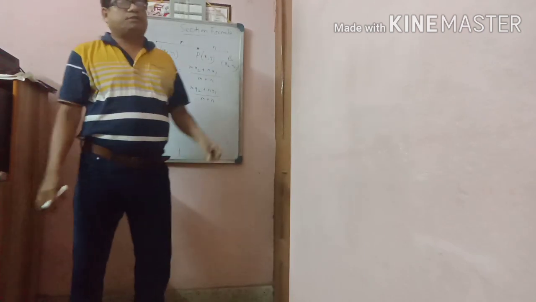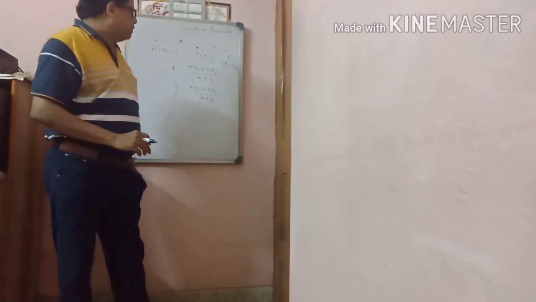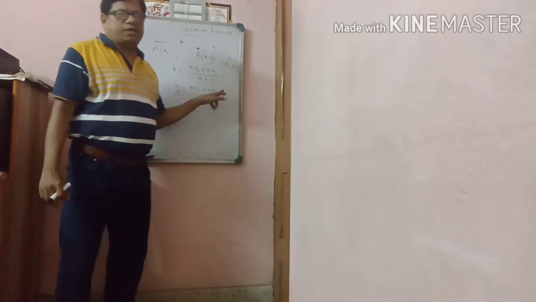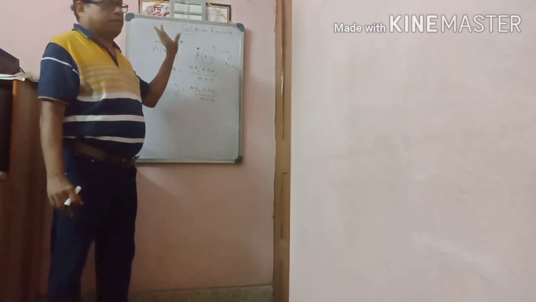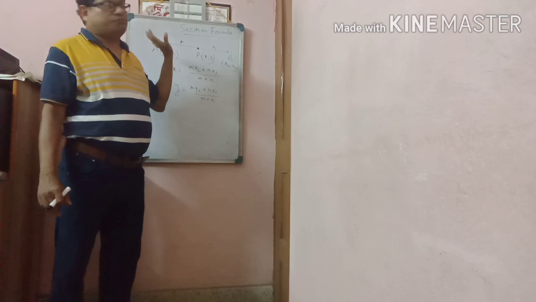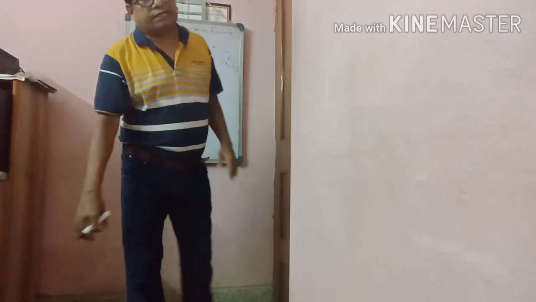And if P is the midpoint, then the coordinate is x1 plus x2 by 2, y1 plus y2 by 2, because the ratio is equal here, m equal to n. And in class 11, one extra formula is there.